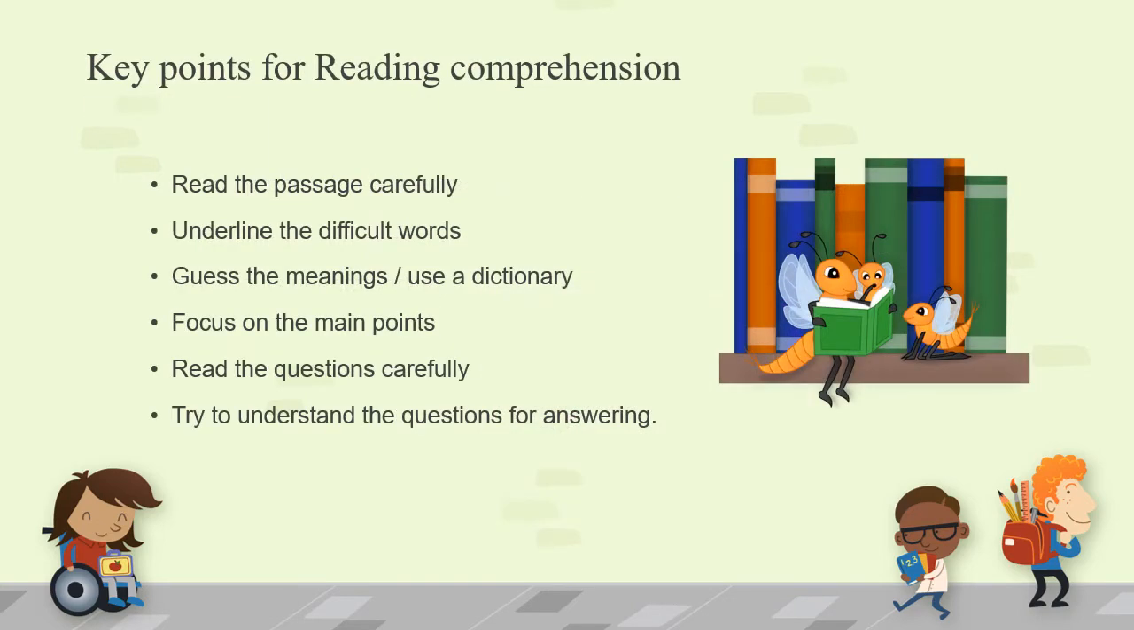There are some key points to remember for reading comprehension. Students, when you start reading, the first and the foremost point to remember is read the passage carefully. Then underline the difficult words. For that, you should keep a lead pencil in your hand, and if you come across any word that is difficult, underline it. Then try to guess the meanings of those words which you underlined. You can use a dictionary also.